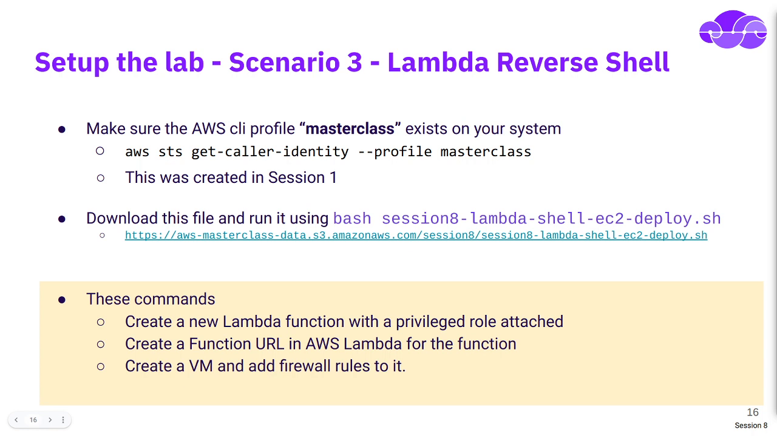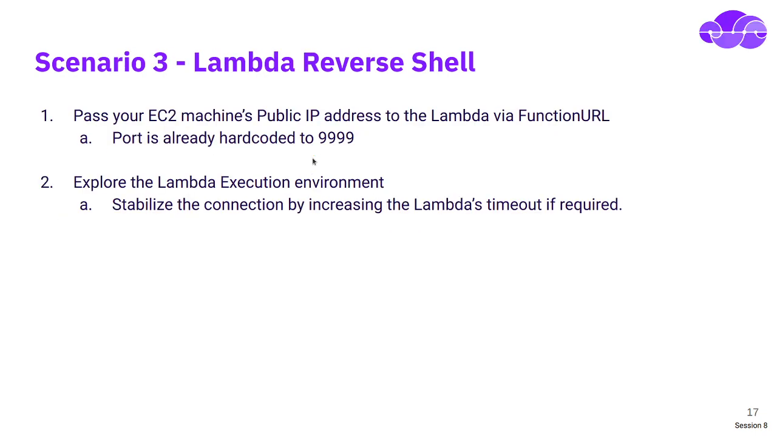This command, I've given the URL in the chat here. This will create a new Lambda function. It has a privileged role again. It creates a function role and a function URL for you, and also sets up an EC2 instance so that you can use it to catch the reverse shell once it's been executed within this Lambda environment. All right, please go ahead and run this: bash, space, file name.